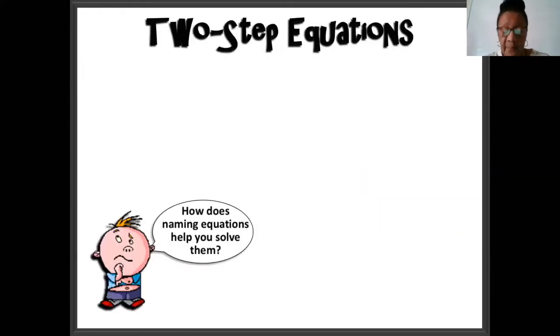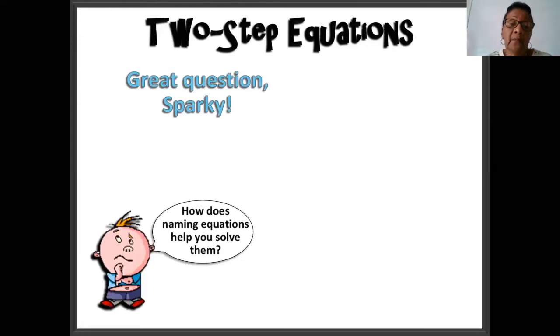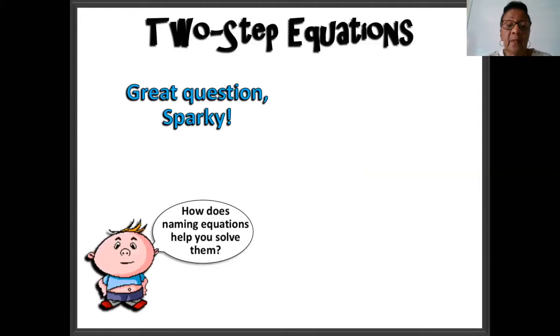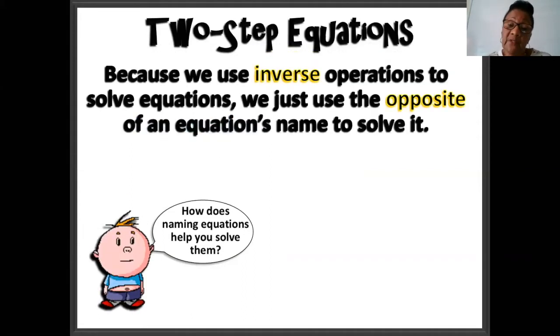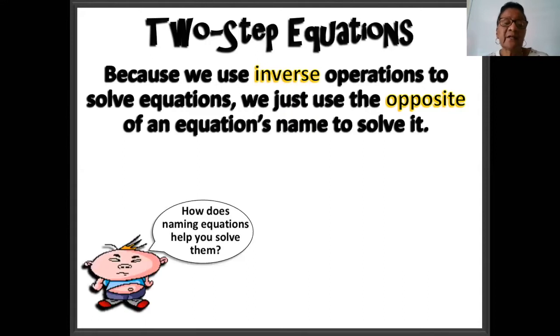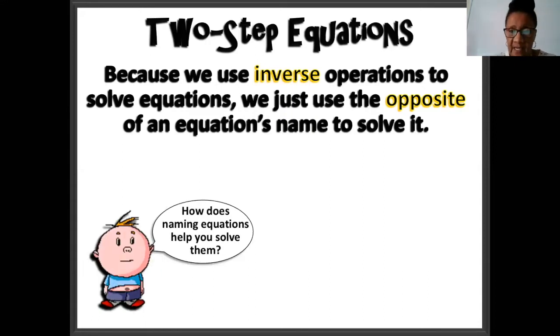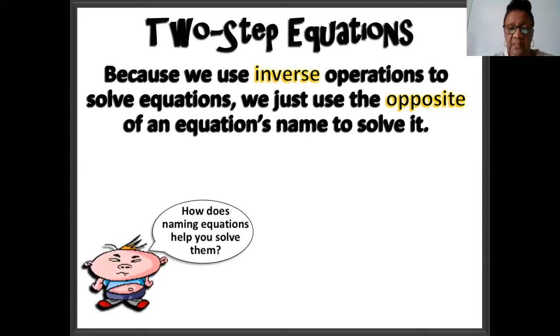Okay, two-step equations. How does naming an equation help you solve them? Well, that's a great question. It helps us because we can use inverse operations to solve the equations. We just use the opposite of an operation's name to solve it. So once we can see what operations are there, it makes it easier for us to find the inverse and be able to use it.